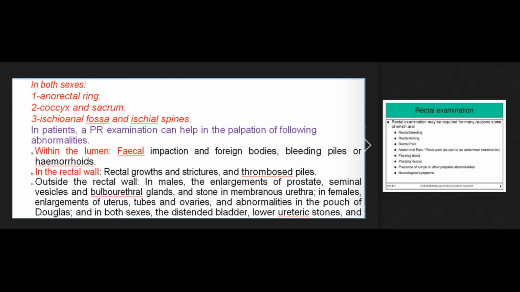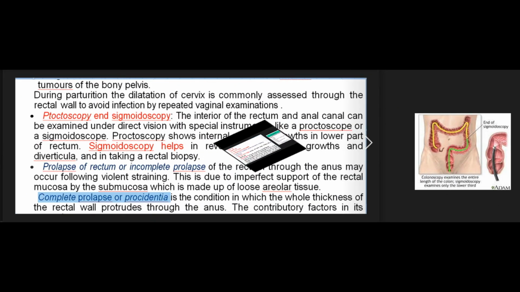urethra; in females: enlargements of uterus, tubes, and ovaries, and abnormalities in the pouch of Douglas; and in both sexes: the distended bladder, lower ureteric stones, and tumors of the bony pelvis. During parturition, the dilatation of cervix is commonly assessed through the rectal wall to avoid infection by repeated vaginal examinations.